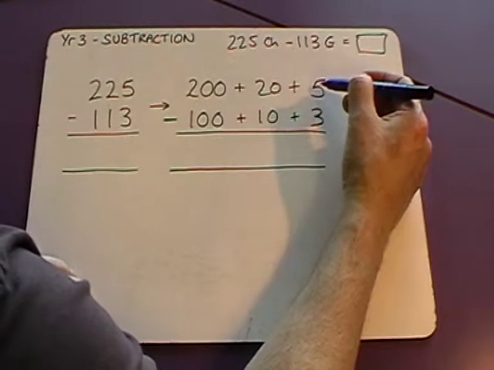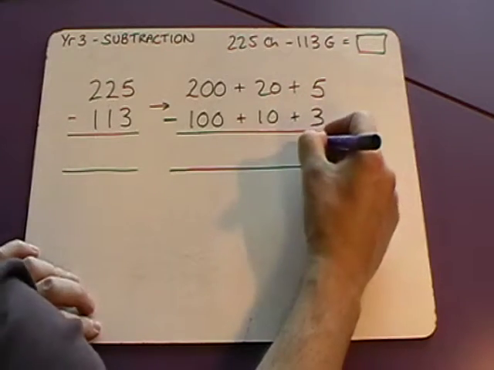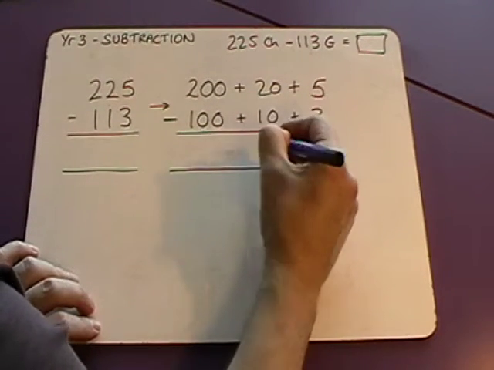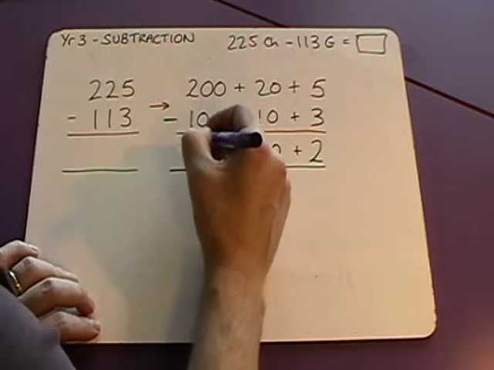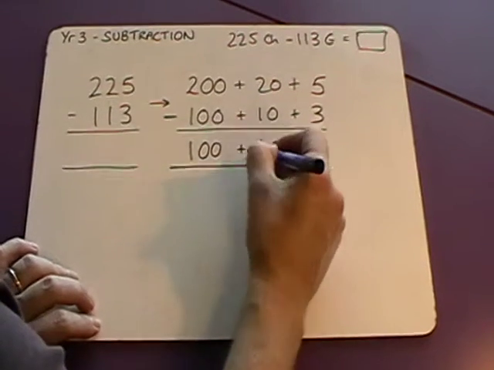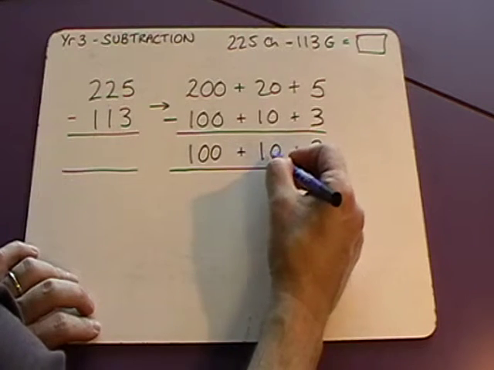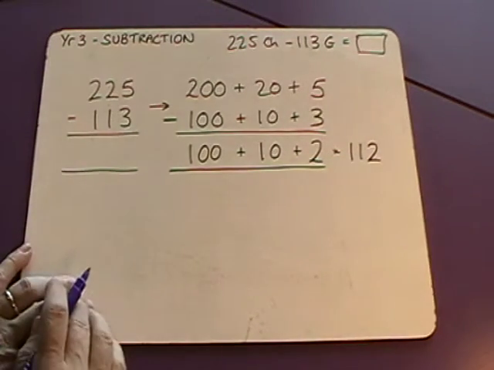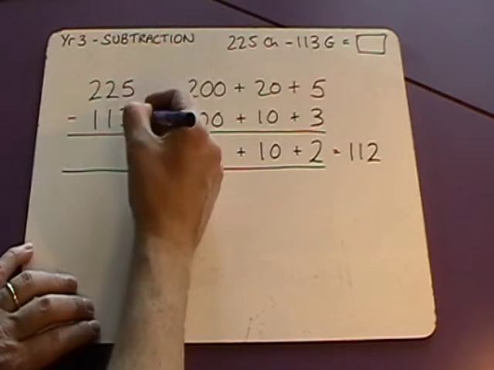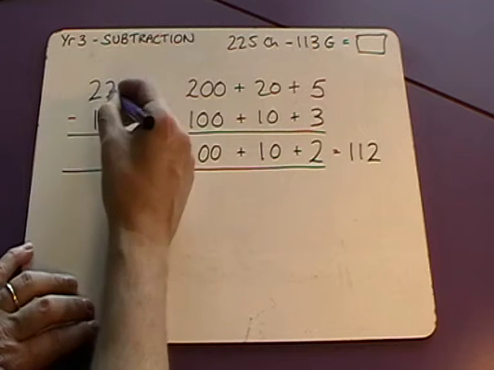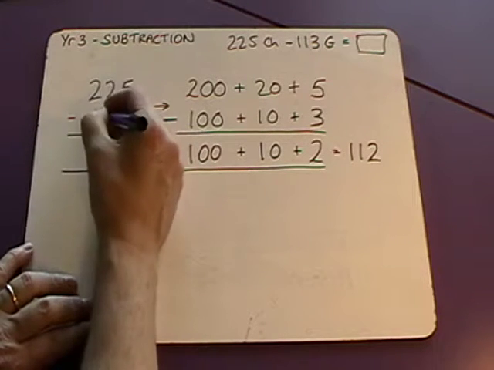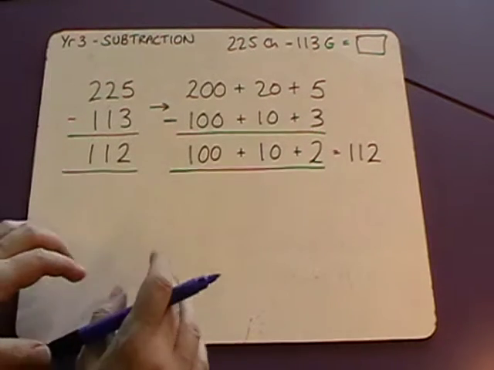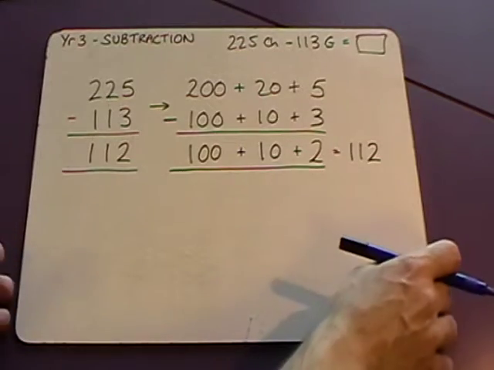So we can just start with the ones again. 5 subtract 3 is 2. 20 subtract 10 is 10. And 200 subtract 100 is 100. We can add that up, and we've got 110, 112. So the answer is 112. And over here that would be the same. 5 subtract 3 is 2. 2 subtract 1 is 1. 2 subtract 1 is 1. 112.